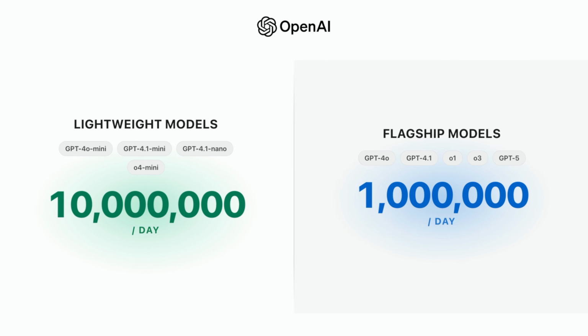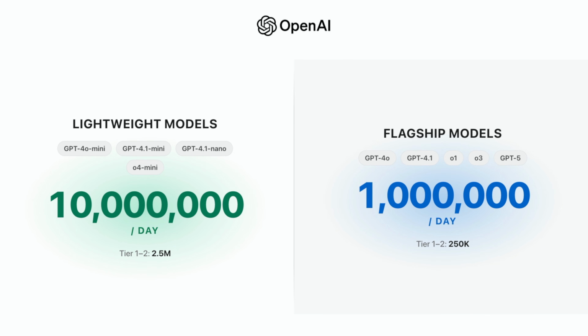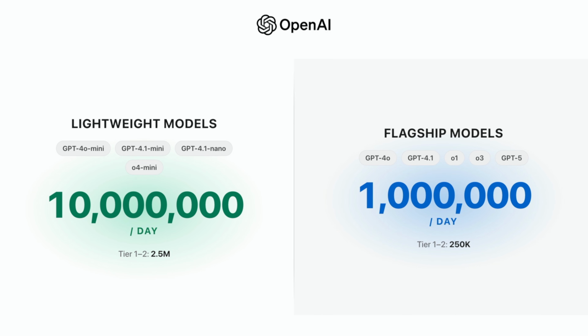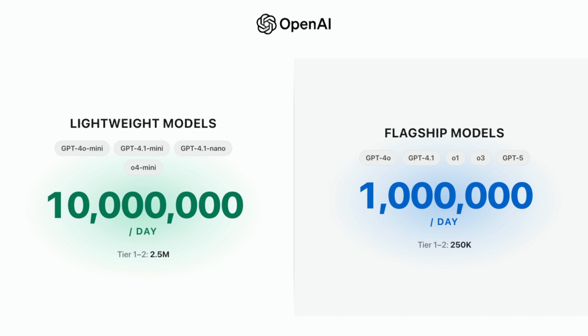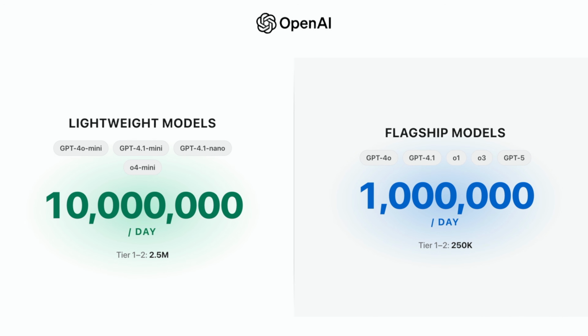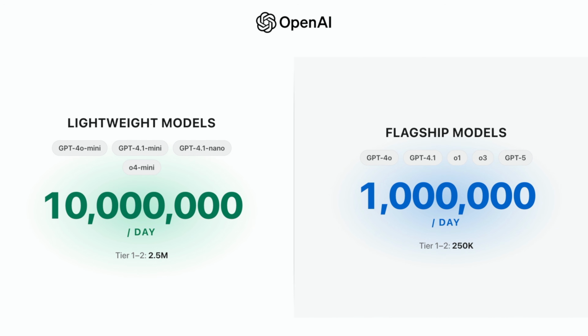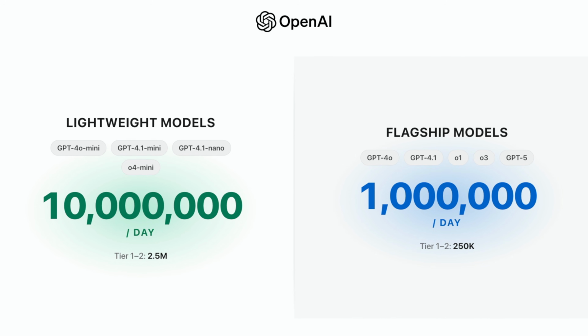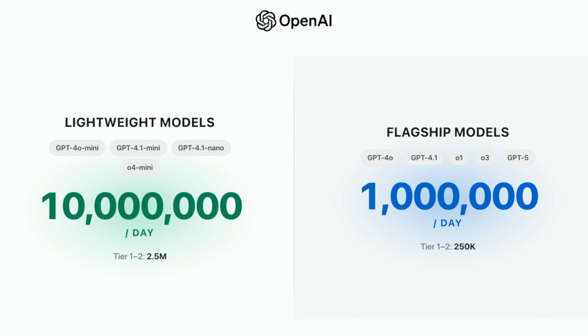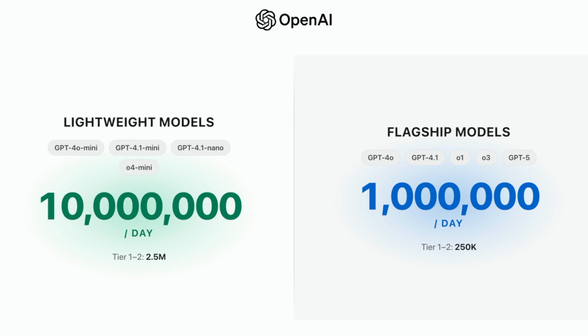There are two groups of models. Group 1, lightweight models: GPT-4o Mini, GPT-4.1 Mini, GPT-4.1 Nano, o4 Mini, o1 Mini, Codex Mini latest. You get 10 million free tokens per day. For tier 1 and 2 accounts, it's 2.5 million, still massive.